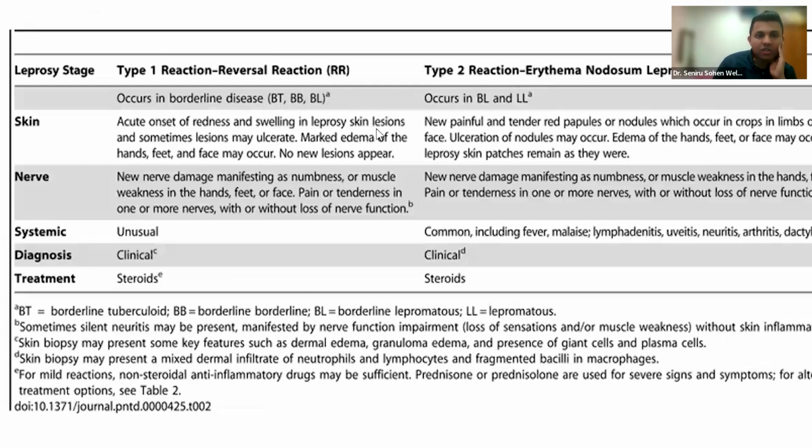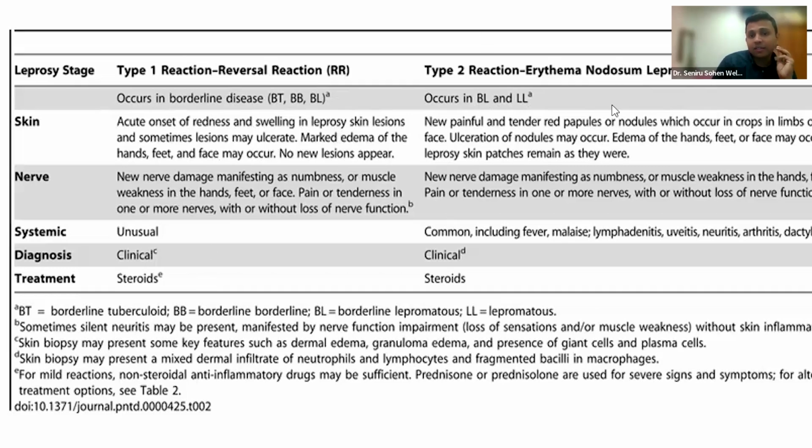There are two types of lepra reactions, called type 1 lepra reaction and type 2 lepra reaction. Type 1 is also called a reversal reaction. Type 2 lepra reaction is also called erythema nodosum leprosum. Type 1 lepra reactions occur in borderline disease, that is borderline tuberculoid or borderline lepromatous, and erythema nodosum leprosum can occur in borderline lepromatous leprosy or lepromatous leprosy. In type 1 reactions, you get acute onset of redness and swelling in the leprosy skin lesions, and the lesion itself may ulcerate, and there could be edema, and there could be new nerve damage manifesting as numbness or muscle weakness. The treatment here would be steroids.